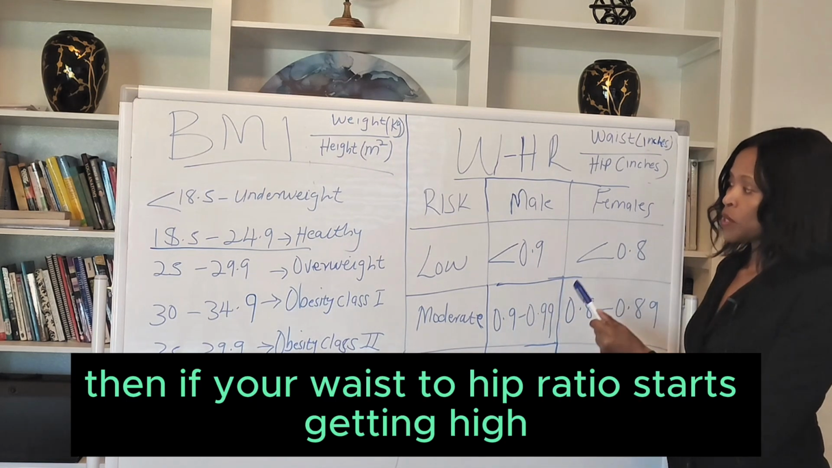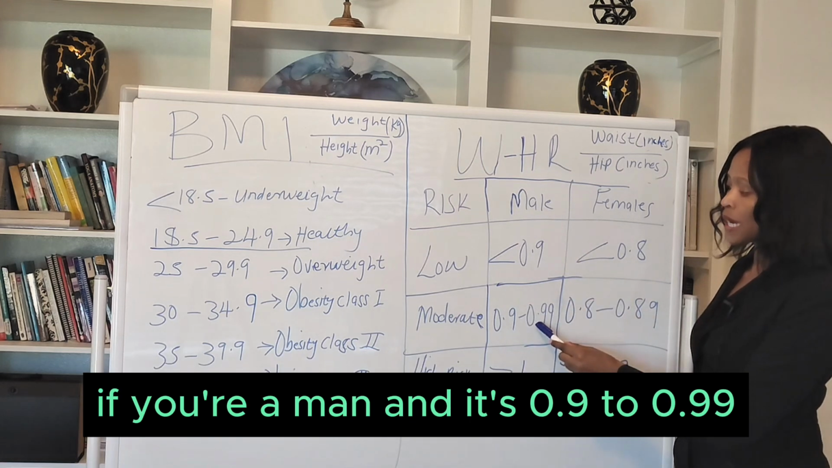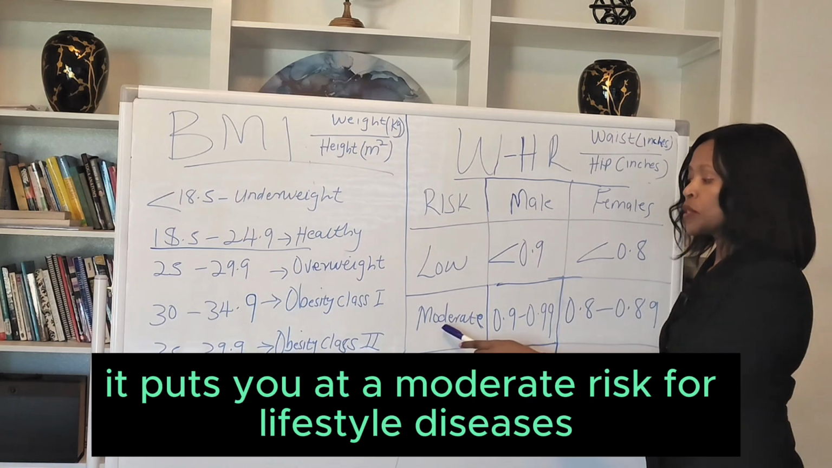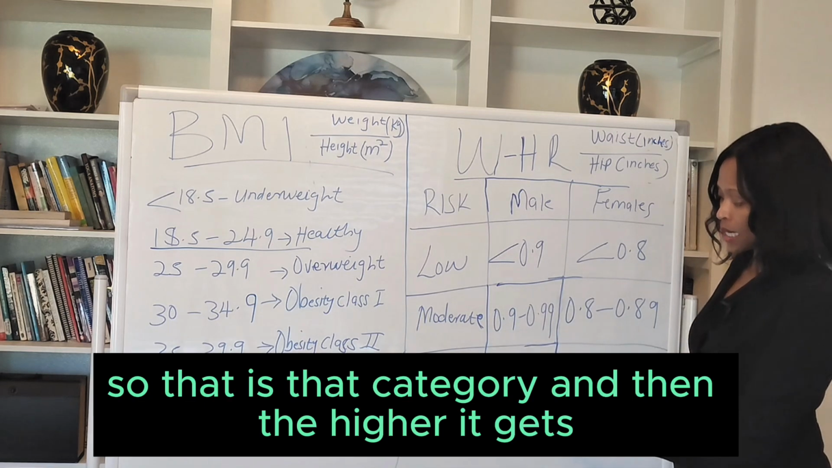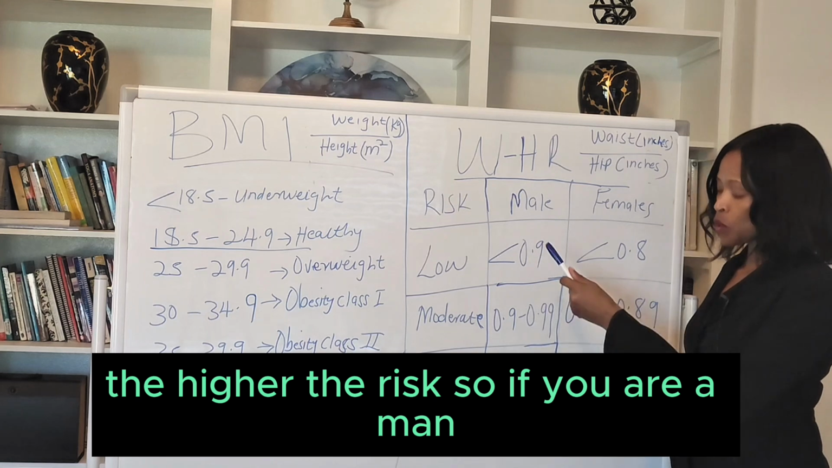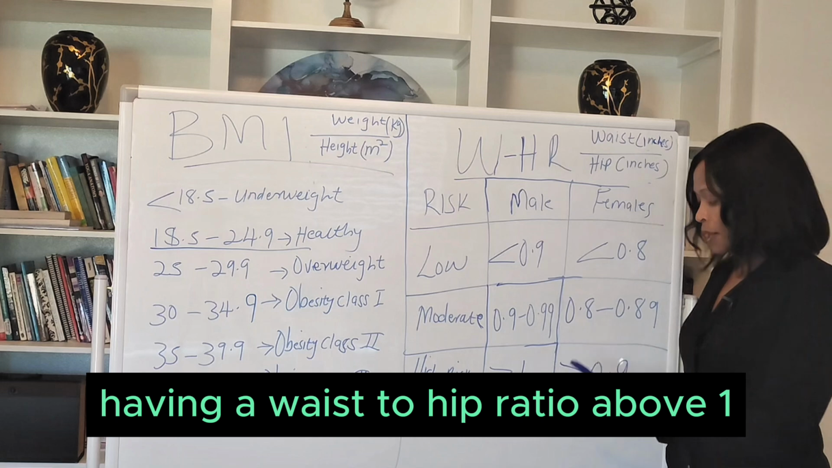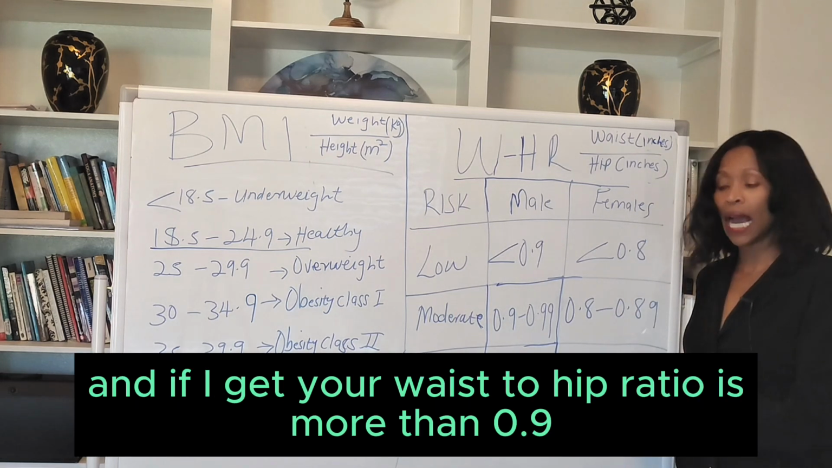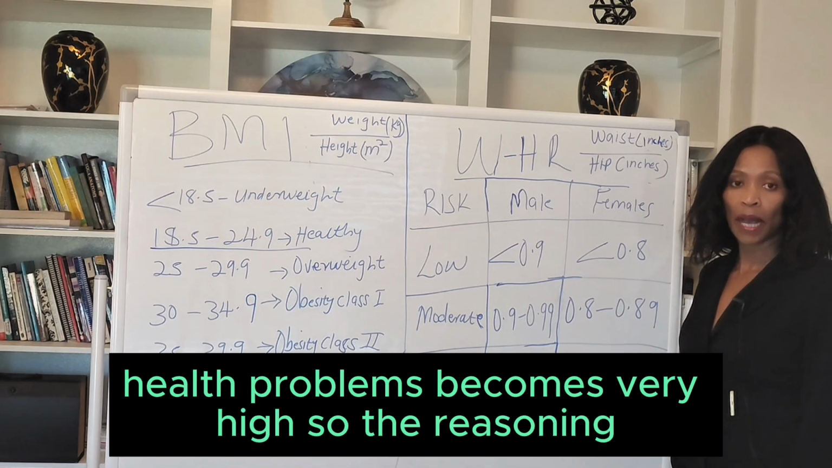Then, if your waist to hip ratio starts getting high, if you are a man and it's 0.9 to 0.99, or for females, if it's 0.8 to 0.89, it puts you at a moderate risk for lifestyle diseases. So that is that category. And then the higher it gets, the higher the risk. If you're a man and you find yourself having a waist to hip ratio of above 1, and if you're a female and your waist to hip ratio is more than 0.9, then your risk for health problems becomes very high.